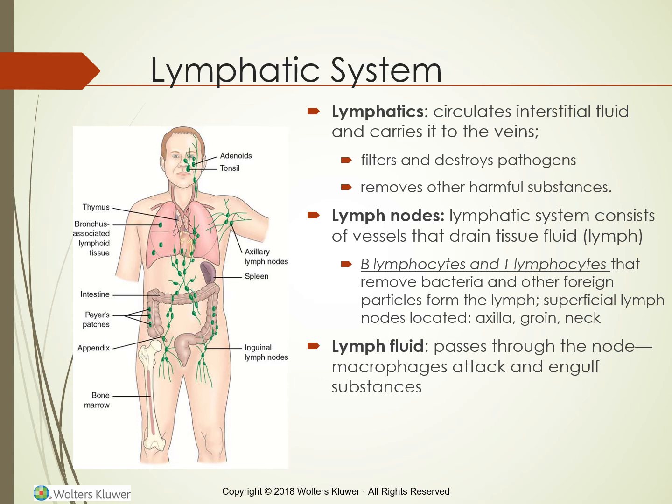Spleen is the largest lymphatic structure. It lies in the abdomen, beneath the diaphragm, and behind the stomach. The spleen is a reservoir of blood and contains phagocytes that engulf damaged erythrocytes and foreign substances.